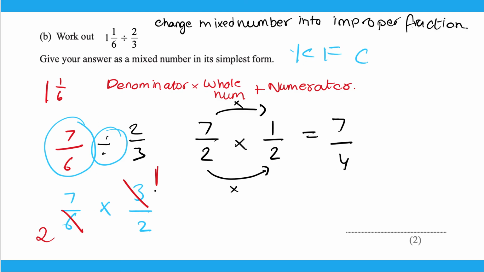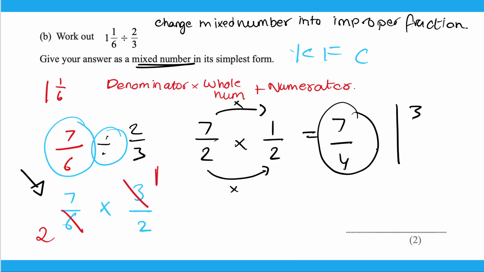Now if we do the simplifying at this stage over here, we won't need to simplify our answer at the end. And it does say give your answer as a mixed number, so you would do 7 divided by 4. That will leave you with one whole number with 3 as your remainder, and remember your denominator doesn't change, so it's going to be 1 3/4. And that's going to be your final answer.